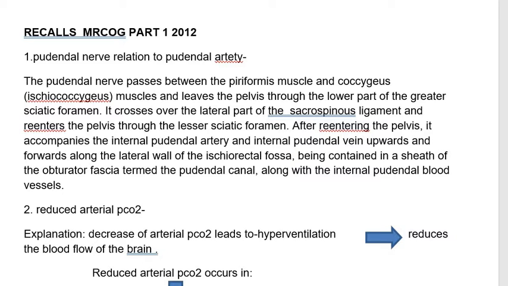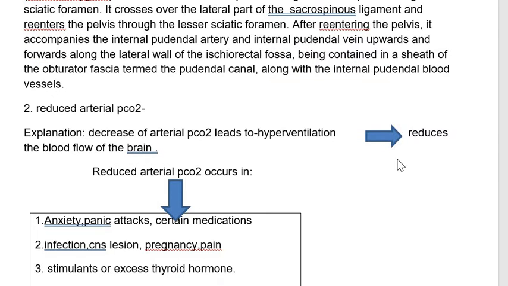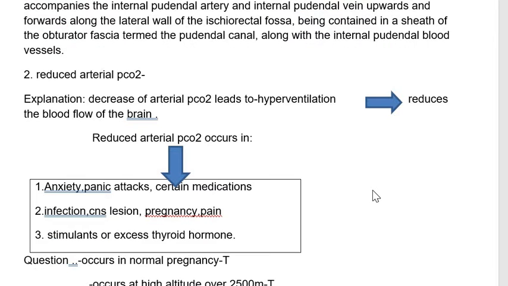It is contained in a sheath of the obturator fascia, which is termed the pudendal canal, along with the internal pudendal blood vessels. It is very important to know all of this information, through which foramen it is entering the pelvis and through which it is leaving the pelvis. Don't confuse them. And this question I have seen invariably in all exams.